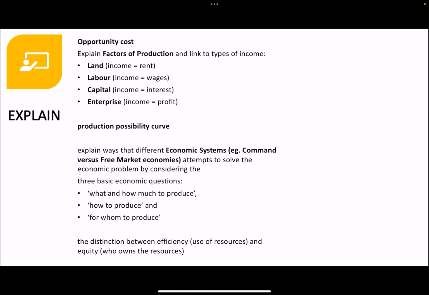Okay, explain. Firstly, opportunity cost, once again, big idea. The factors of production and the links to types of income: land, labour, capital, enterprise. And once again, the income's linked there.